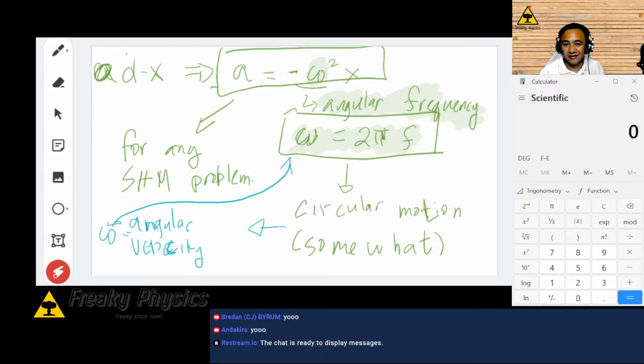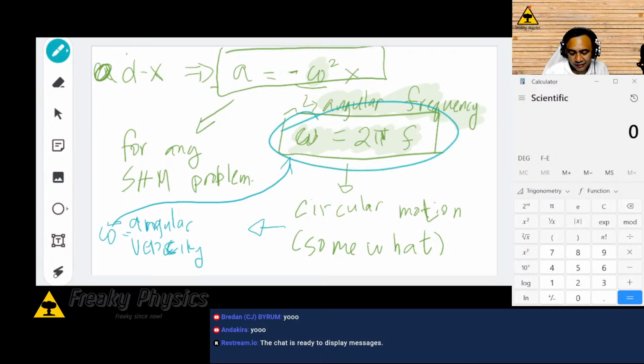Anyway, going back. So for SL, again, all you have to remember is this particular equation for angular frequency. All right. So that's 4.1 in a nutshell.